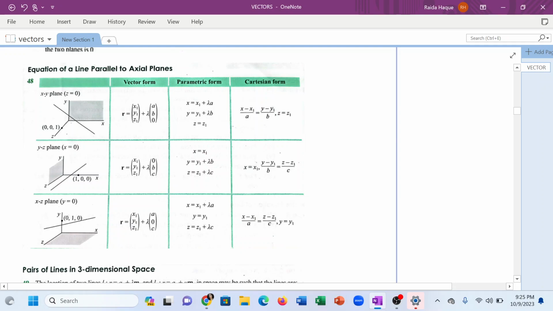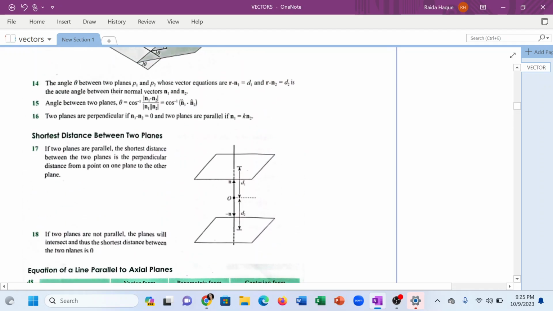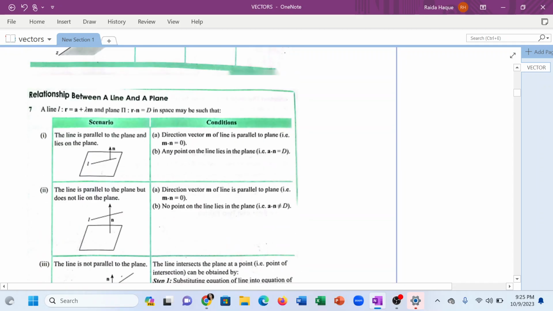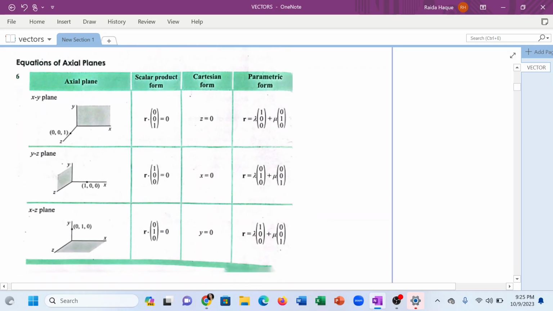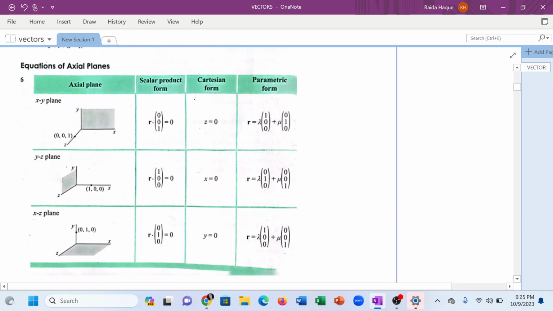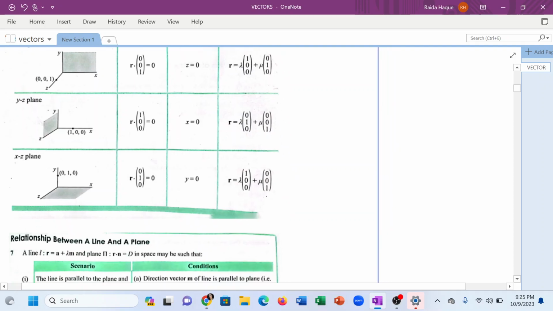Now, what we have next is the equation of a line parallel to the axial planes. We had already learned about axial planes in our last video. Here is a short recap. An axial plane is one that exists in only two of the three dimensions. So we have an xy axial plane, a yz, and an xz axial plane.